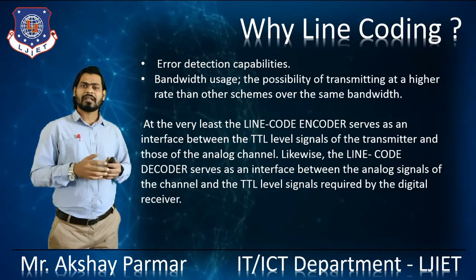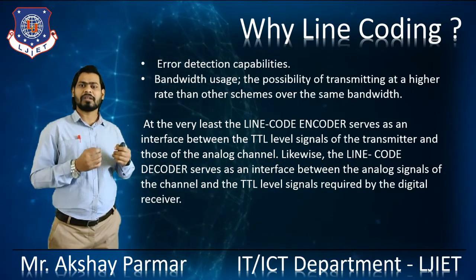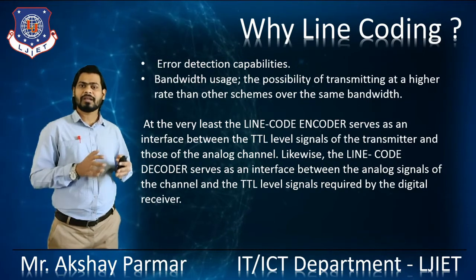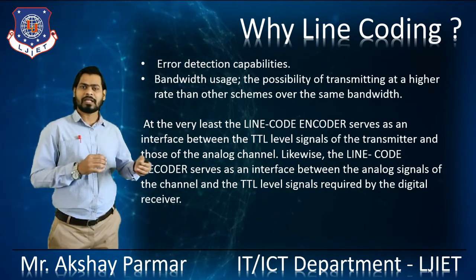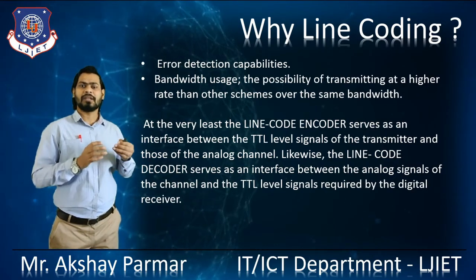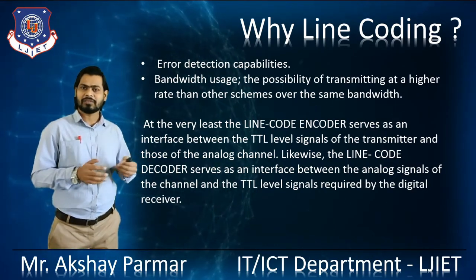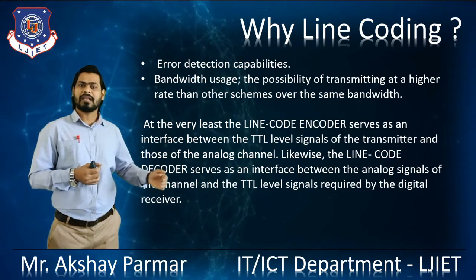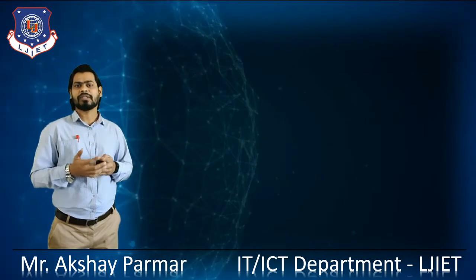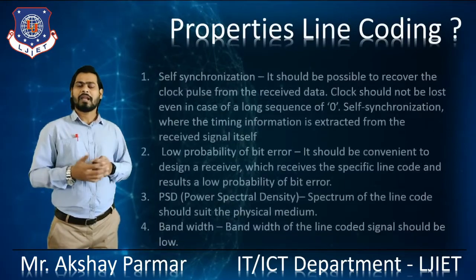At the very least, the line code encoder serves as the interface between the TTL level signalings of the transmitter and those of the analog channels, right? Likewise, the line code decoder serves as an interface between the analog signals of the channel and the TTL level signals required by the digital receiver, right? So that's why we are using line coding techniques.